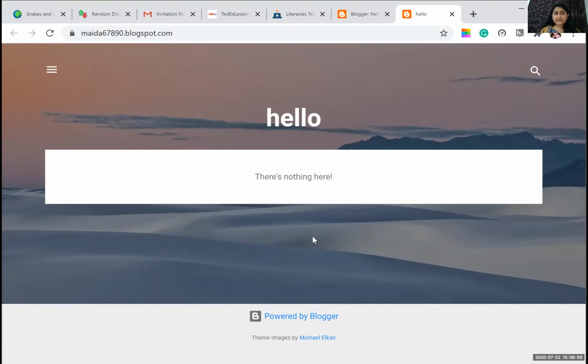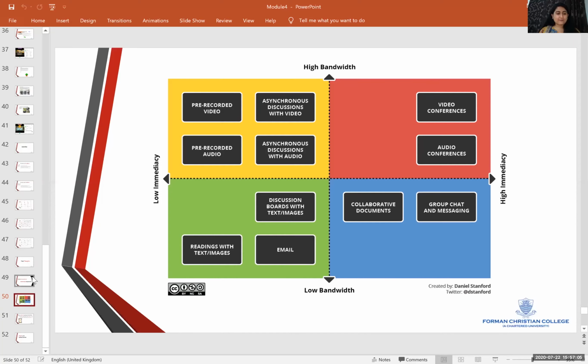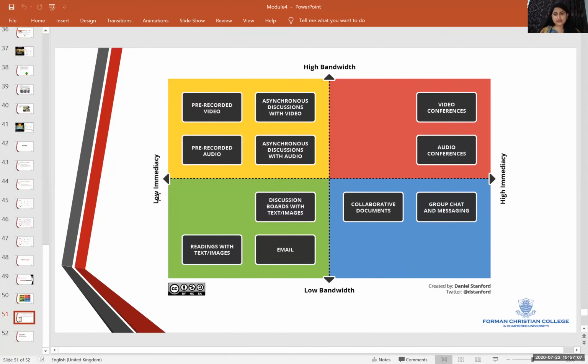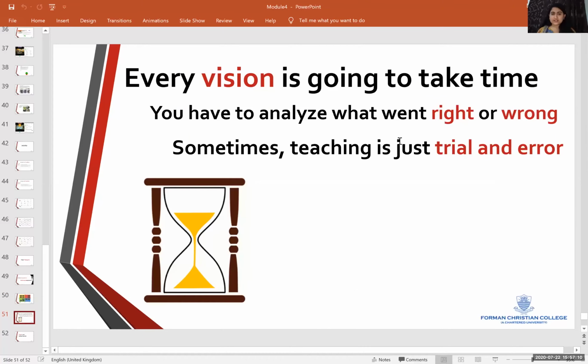So this was pretty much it. I do not have anything else to share, but just this last thought that I really believe that teaching is a vision. And you have to analyze what goes wrong and what goes right, and teaching is just sometimes trial and error. So please don't be afraid to experiment. Our students need us, we need us for our sanity. And I hope you guys learned something and had fun.